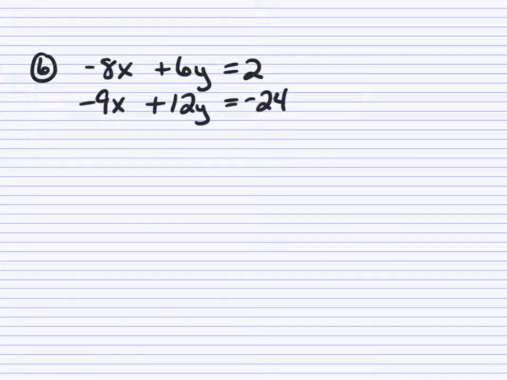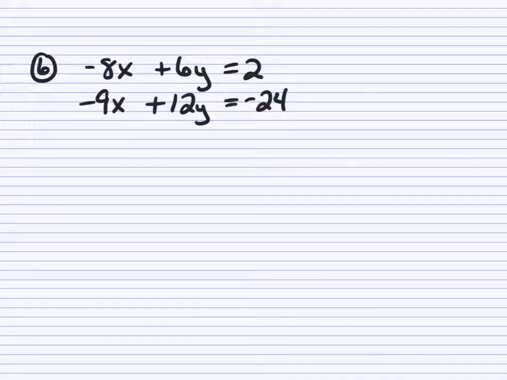On number 6, we need to get opposites. We do not have opposites, so I'm going to look at the x's first because that's actually the wrong one. And I see negative 9x and negative 8x. Can I multiply either one of those and get the opposite of the other? For instance, can I multiply and get a positive 9x from the top one? No. So I'm going to go on to the y's.